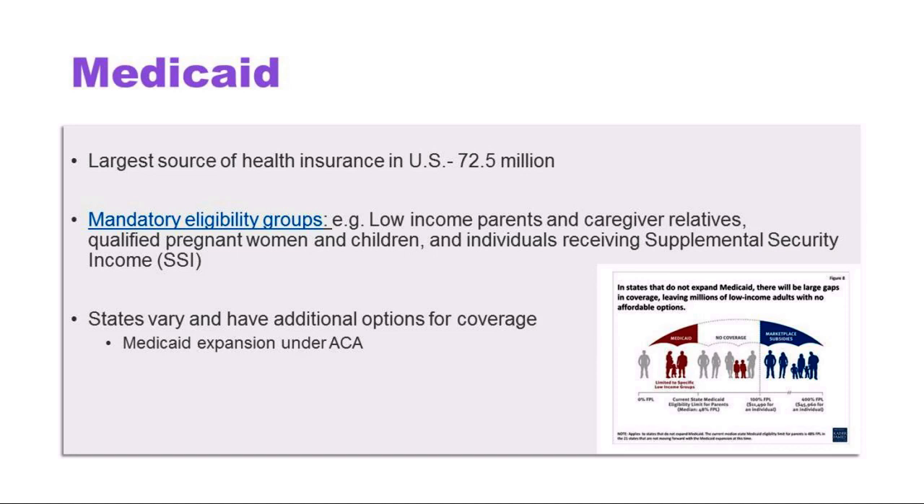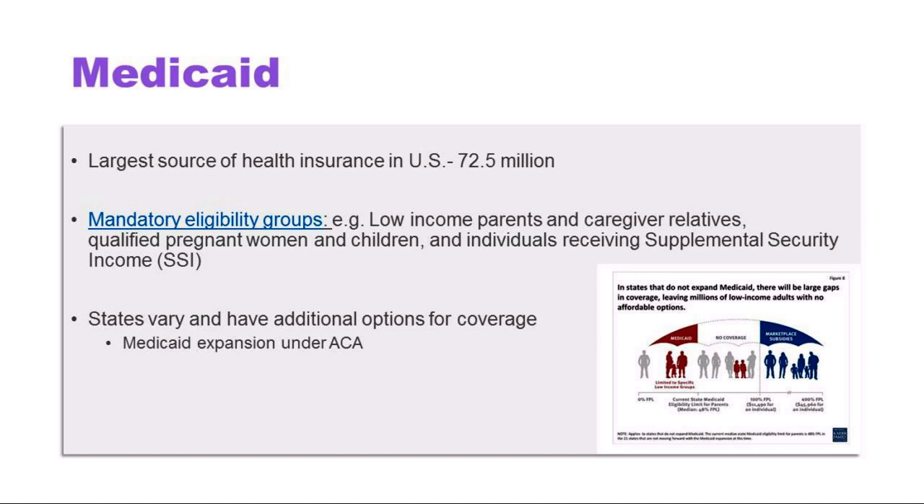Medicaid is an income-based insurance program. It is the largest source of health insurance in the United States, with over 72 million enrollees. The primary goal of Medicaid is to furnish health insurance for low-income individuals and families. Medicaid is jointly paid for by state and federal governments, so Medicaid rules vary from state to state.